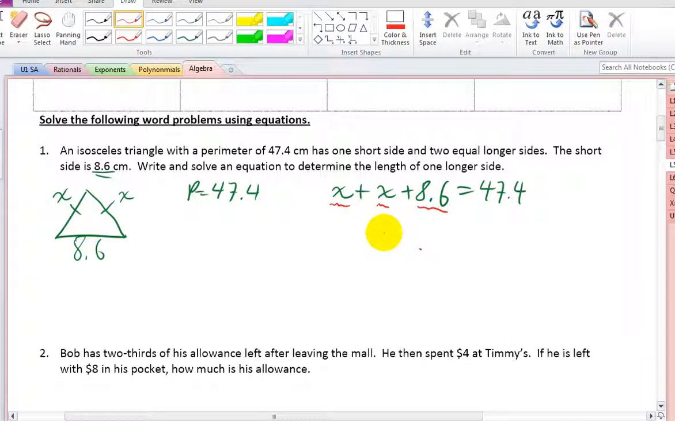Okay. Now, notice how you could have gone straight to a simplified equation of 2x plus 8.6. Okay? And then you go and solve it and find x. So you're going to actually answer that. All right? Any questions? Okay.